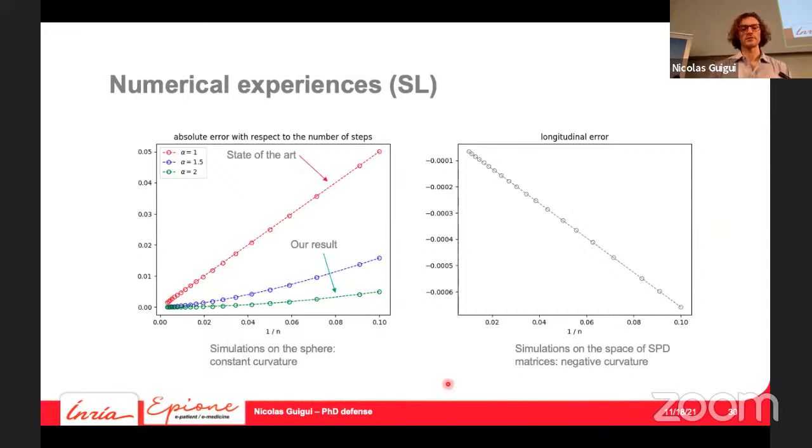So on the left, on the hypersphere, with simulated vectors that we parallel transport, different colors show different values of alpha. As you can see, it is linear when alpha equals 1 and quadratic when alpha equals 2. And in between, we can reach any value of alpha. The optimal value is 2 because we have the beta term before. And then we verify that the constants depend on curvature by using a simulation on the space of SPD matrices, in which case the curvature is negative. And this explains why the errors here are negative, but they also go to 0.